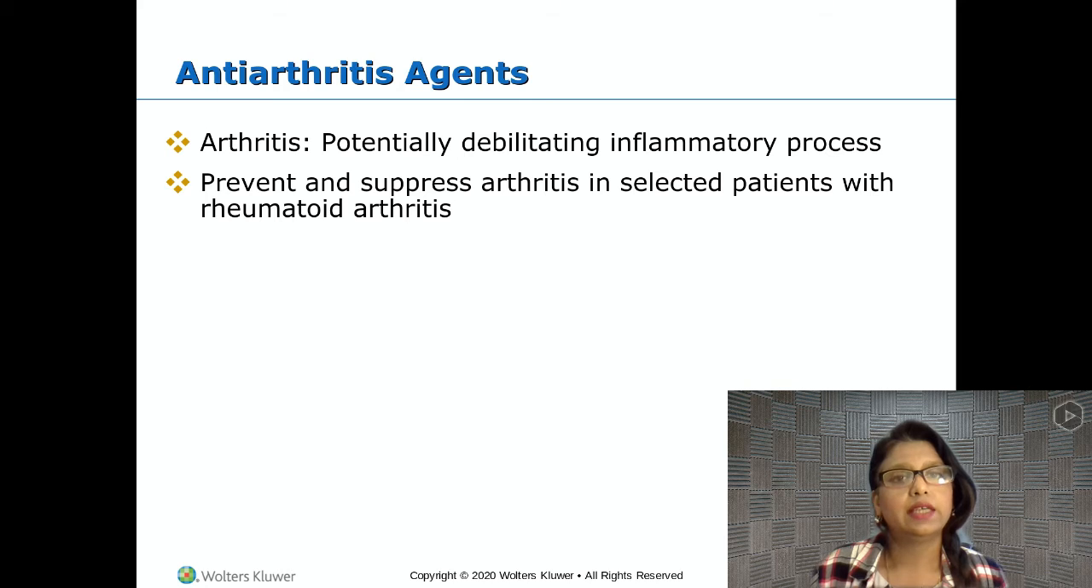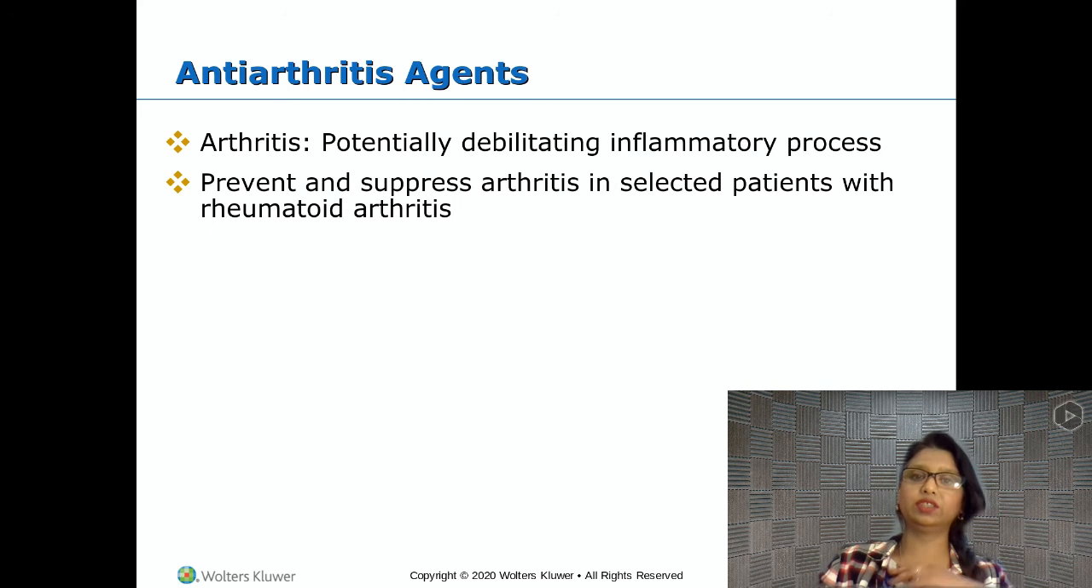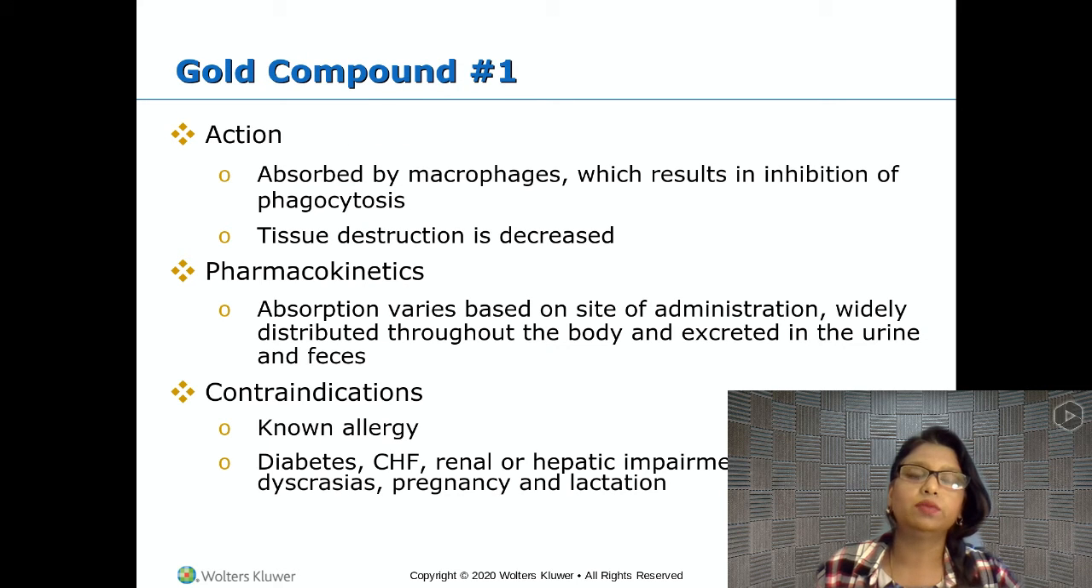Anti-arthritic agents. Arthritis is a potentially debilitating inflammatory process. We know what arthritis is, and it's inflammation in the joints. Our older population usually gets it because of wear and tear on the joints. Some medications that are given to treat this disorder include gold compounds. It is absorbed by macrophages, which results in inhibition of phagocytosis.